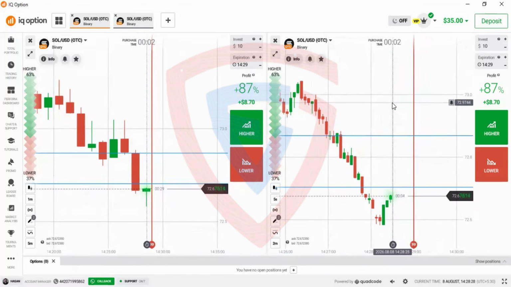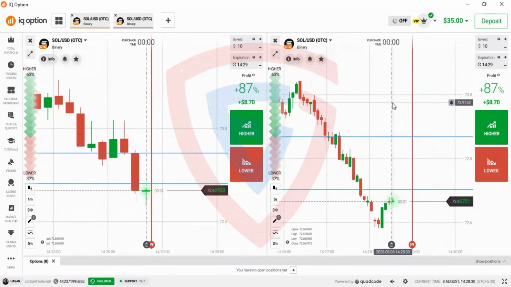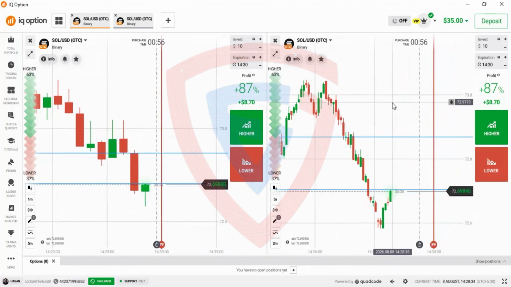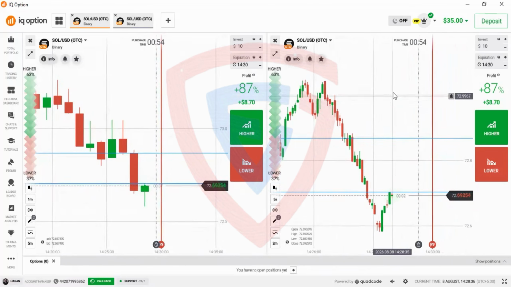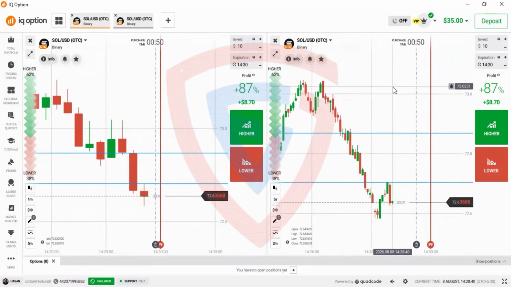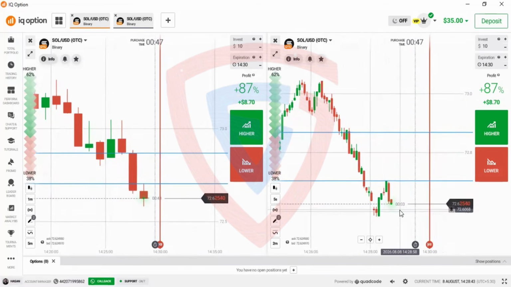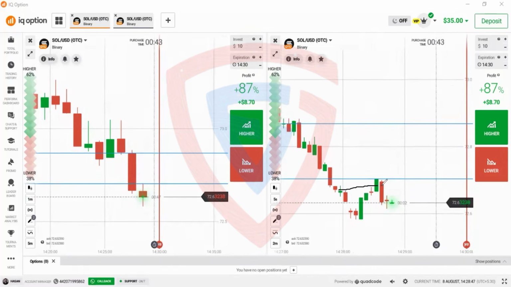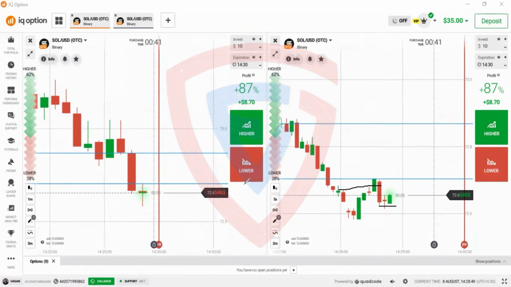Sometimes you may get a loss in trades, but no need to worry because it will give you another opportunity to recover your loss. But use the OTC market only for practice purposes. So now I am seeing a new low in the market. So you can see it broke this level and made a new low.